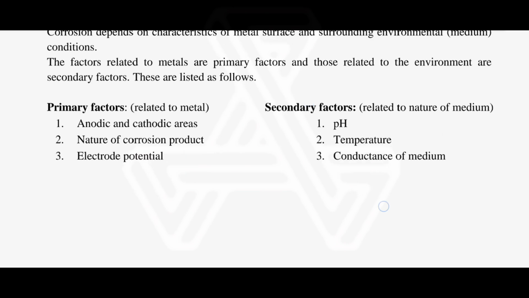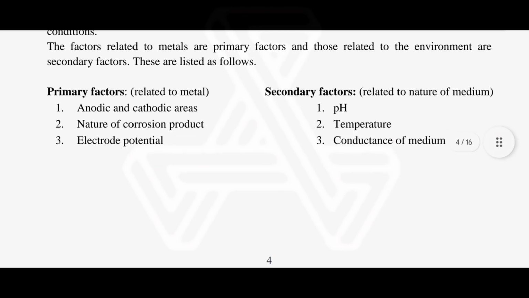Primary factors related to metal: anodic and cathodic areas, nature of corrosion product, electrode potential. These are related to the metal. Secondary factors related to the nature of the medium: pH, temperature, conductance of the medium.